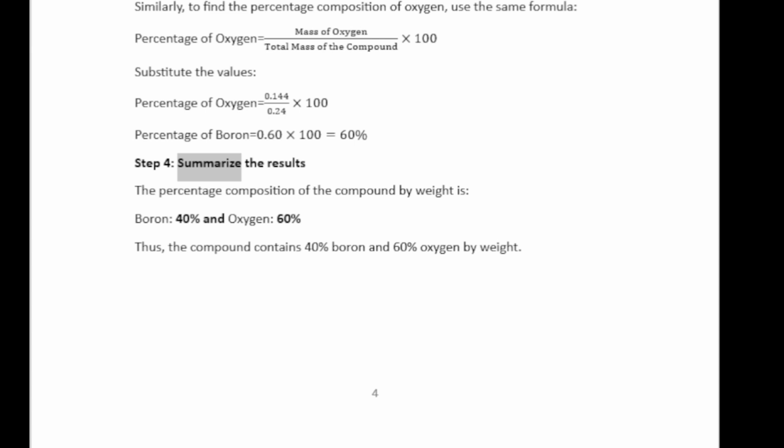Step 4. Summarize the results. The percentage composition of the compound by weight is: boron 40% and oxygen 60%. Thus, the compound contains 40% boron and 60% oxygen by weight.